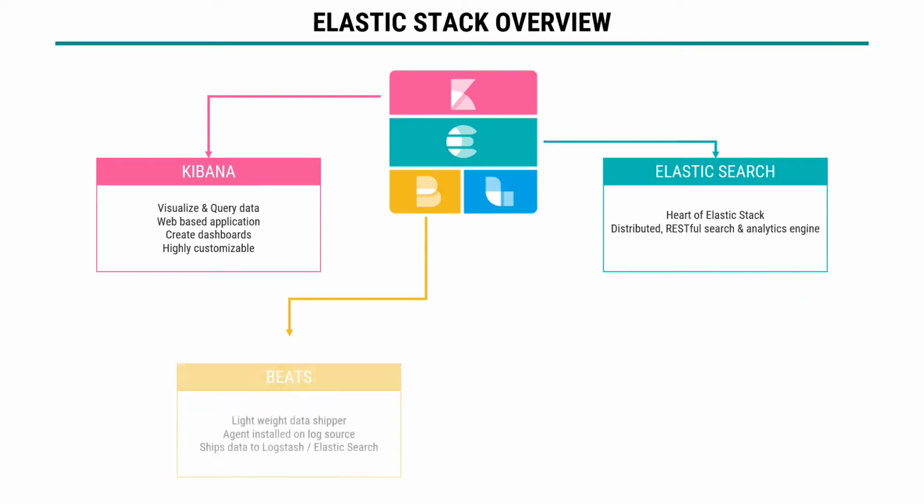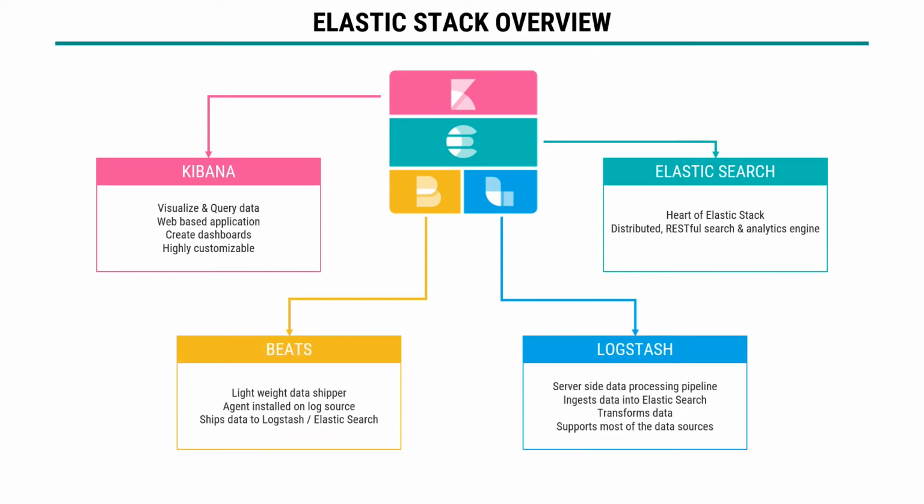So Elastic Stack consists of mainly Elasticsearch, Kibana, Logstash, and Beats. Elasticsearch is considered the core of Elastic Stack, which is a distributed RESTful search and analytics engine. We can basically ingest huge amounts of data into Elasticsearch and derive interesting insights based on that data.